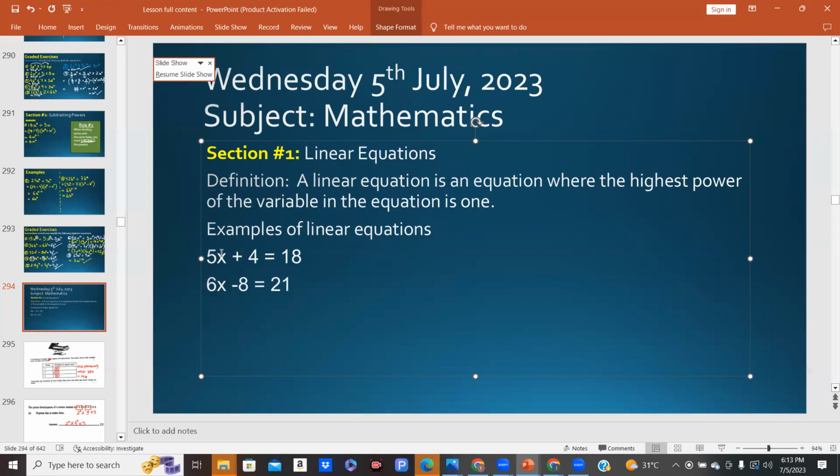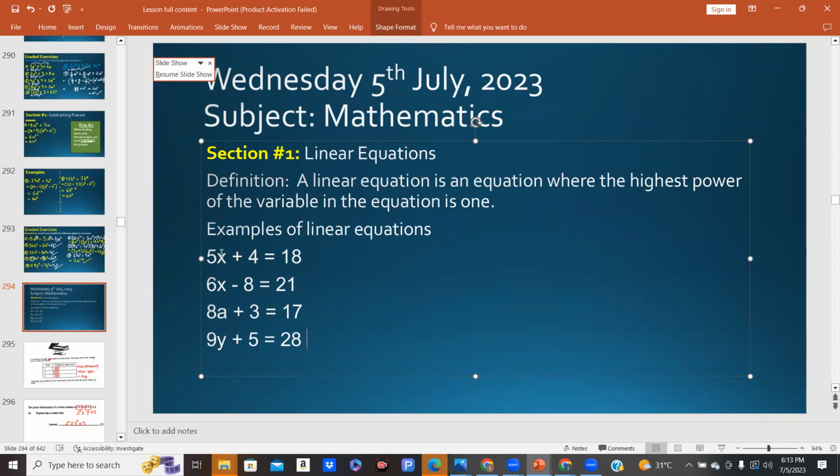And we could say, it doesn't just have to be x, it could be any letter. So it could be 8a plus 3 equals to 17. And it could be 9y plus 2 plus 5 equals to 28. So all these are different examples of linear equations. And today I'm going to be showing you how we can solve all these different types of linear equations.